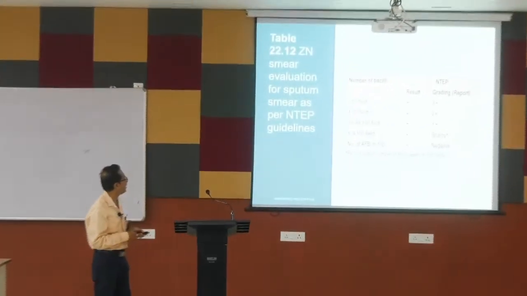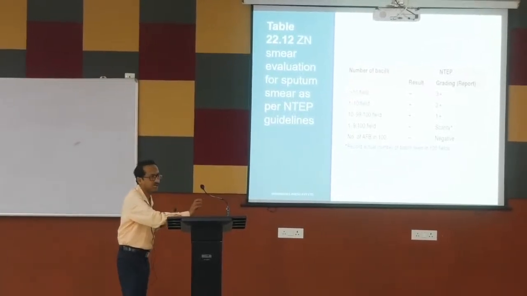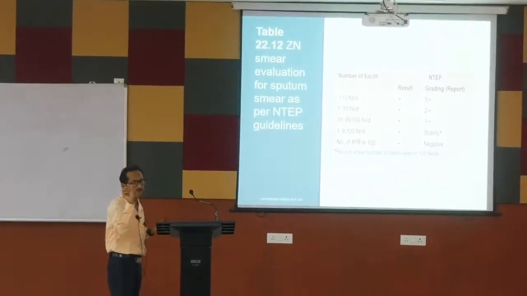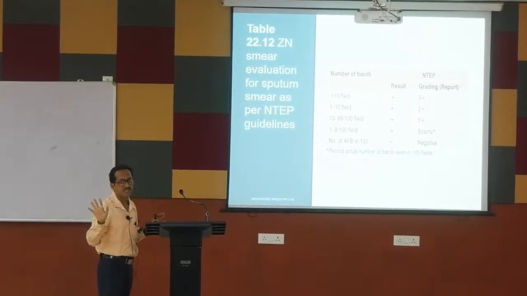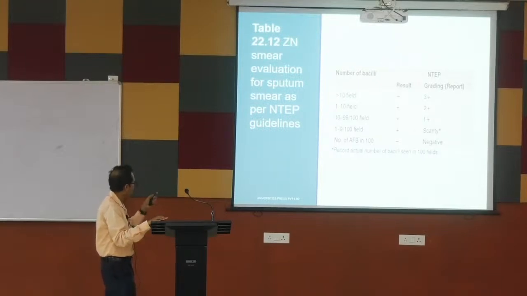Now this is again the grading. More than 10 per field is 3 plus. So if you get a clump of bacilli, it is 3 plus. Whenever you see a clump of bacilli in a field or in other fields, that is 3 plus. Then 1 to 10 per field is 2 plus. 10 to 19 per 100 fields, meaning 1 bacillus per field, is 1 plus. And 1 to 9 bacilli per 100 fields is scanty.